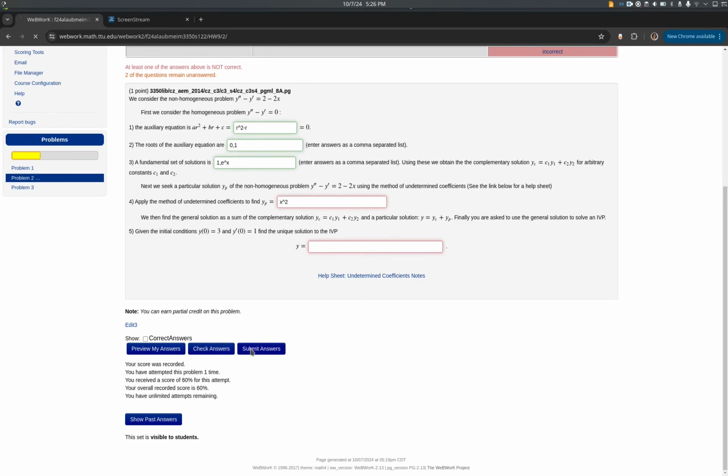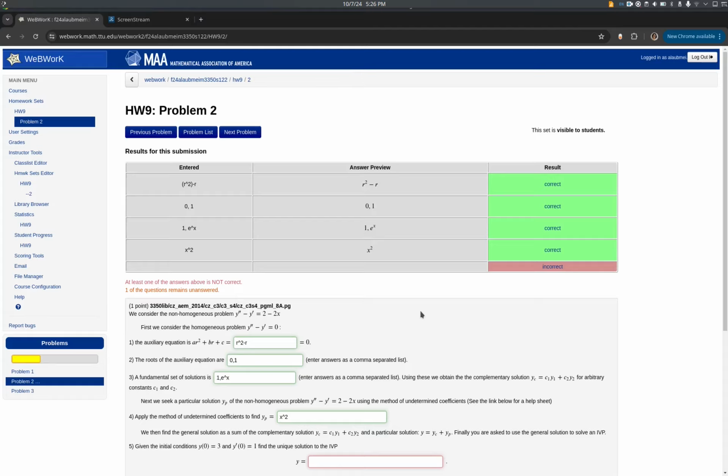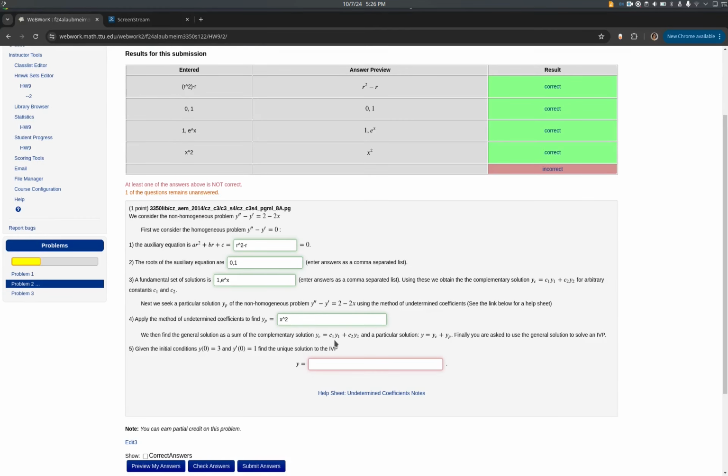So let's submit that. Okay, cool. So that's correct. And now the last part is that I have to find a solution to the IVP for y of 0 equals 3, y prime of 0 equal to 1.